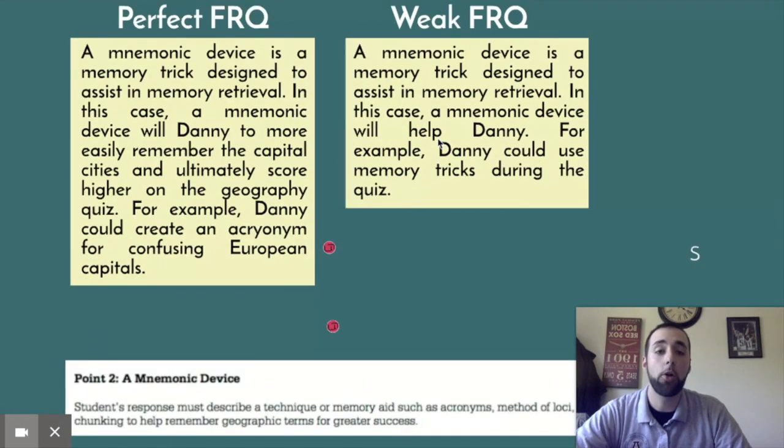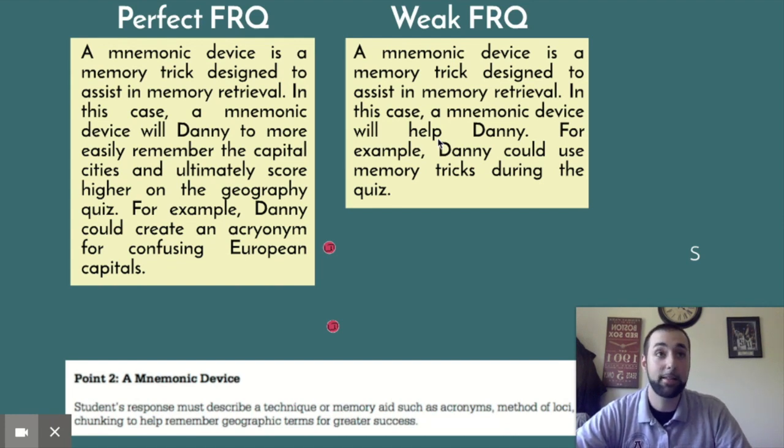And just to stress that, to the left is all three of those sentences added on top of each other. A mnemonic device is a memory trick designed to assist in memory retrieval. That was our definition. We have the "in this case," and then we have the first example that I provided. That is a perfect FRQ. To the right is a very weak FRQ. It is actually so weak that it would get a 0 on the AP exam and would typically get a 0 on our class tests.